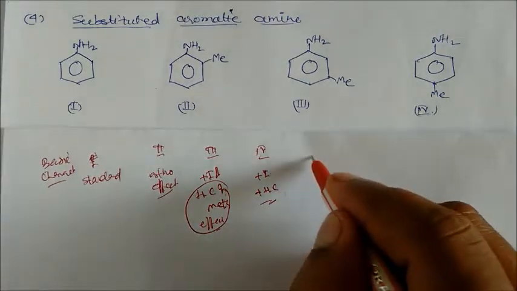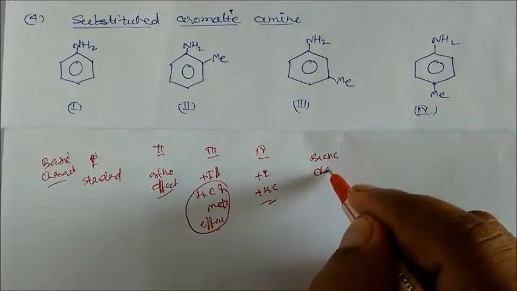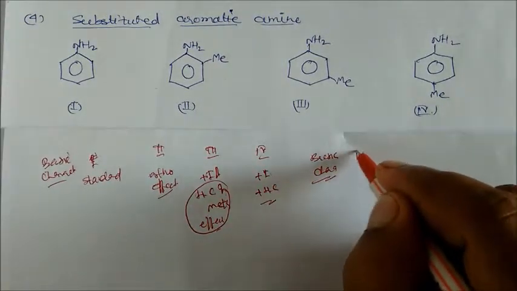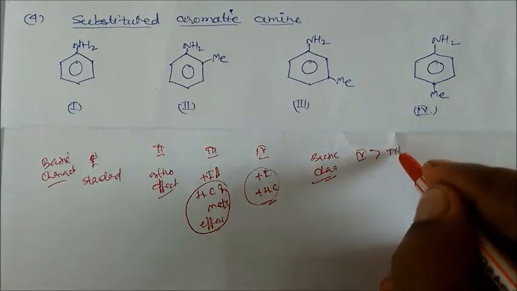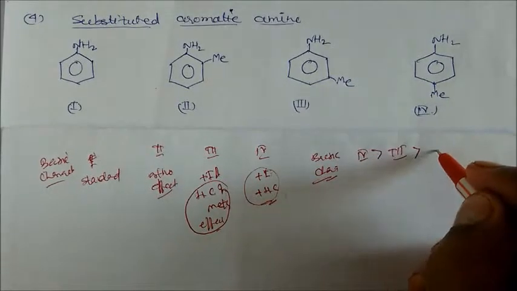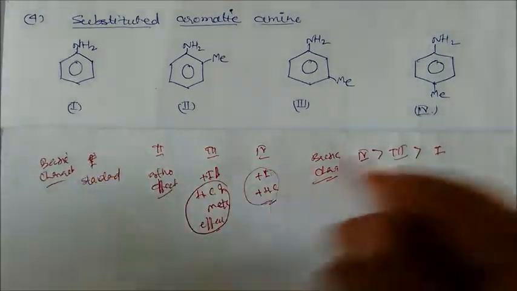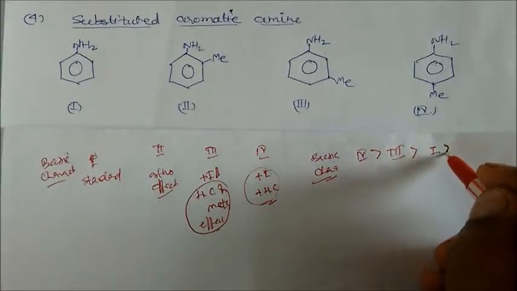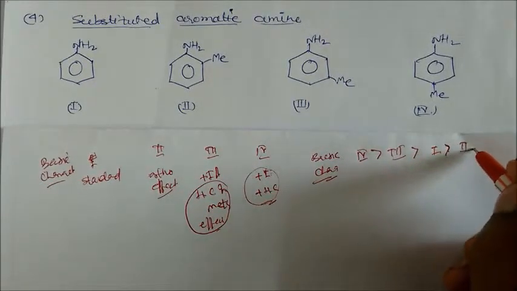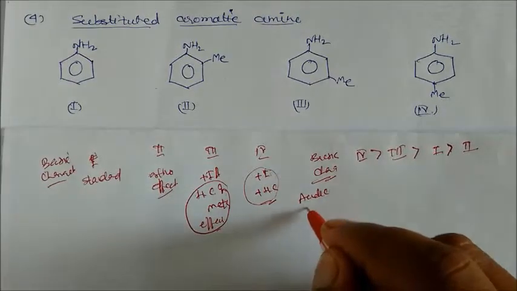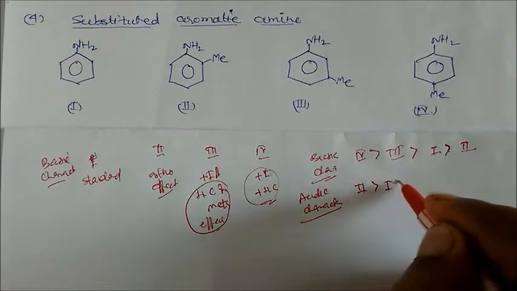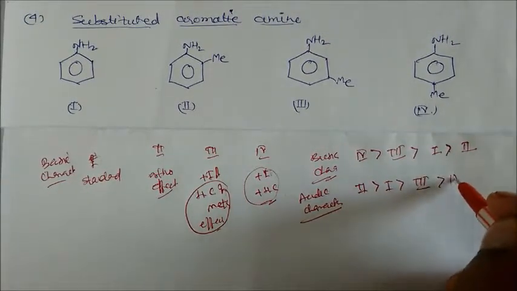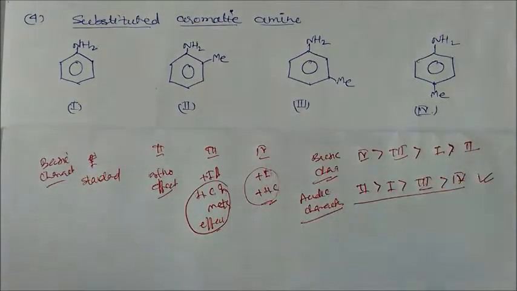So the basic character order will be: first 4, because of plus I plus hyperconjugation, followed by 3, because here the plus I effect is there, then followed by 1. This is the standard amino group, where the lone pair of ammonia is there, then followed by the second. So what will the acidic character be? The acidic character will be the reverse of this: 2, then 1, then 3, and then 4. So this is the acidic character of all these compounds.